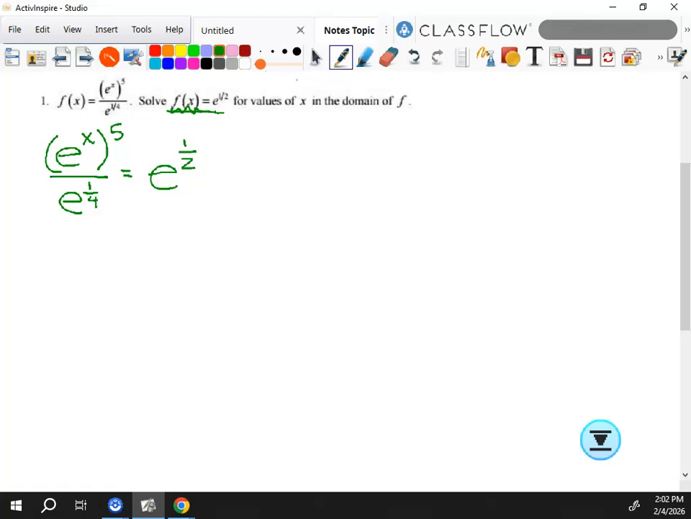What would be the first thing you would like to probably tackle in this question? Yeah, the division, like get rid of the fraction, right? We try to do that. So I know I can do that by multiplying both sides. So I'm going to leave this left side as e to the x to the 5th power equals e to the 1/2 times e to the 1/4.